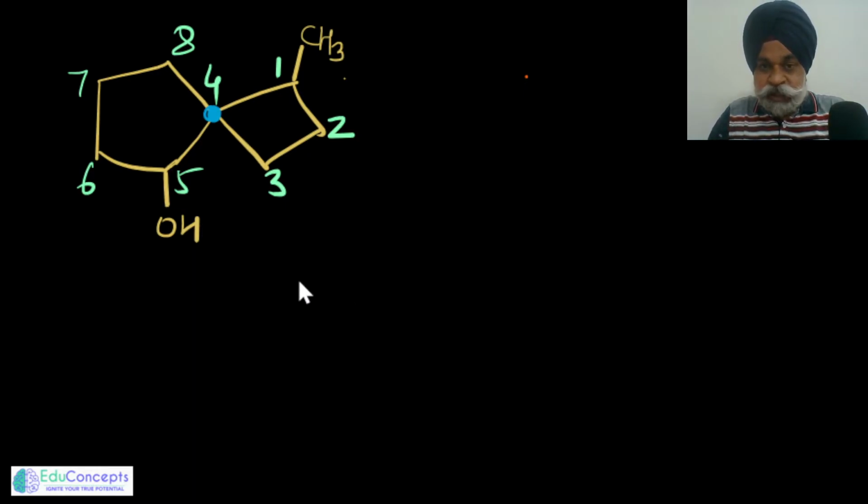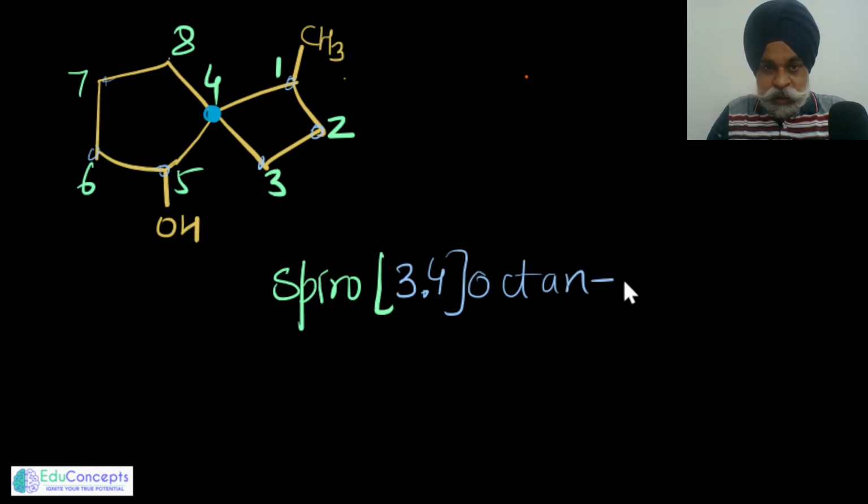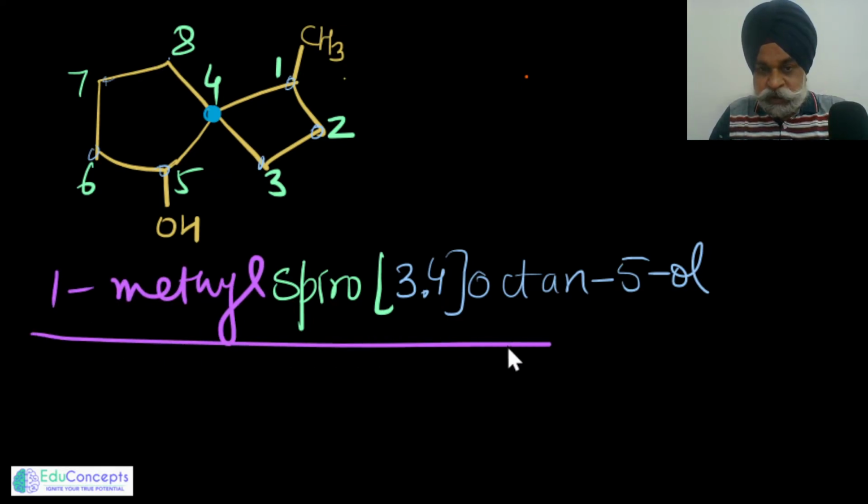So we shall be naming it as Spiro. Here again you have 1, 2, 3, and here you have 1, 2, 3, 4. So Spiro[3.4]octane 5-ol, and we are left with the methyl part which will be treated as a substituent. So 1-methyl would come at the start. So this is the name of this compound, not a very difficult one.